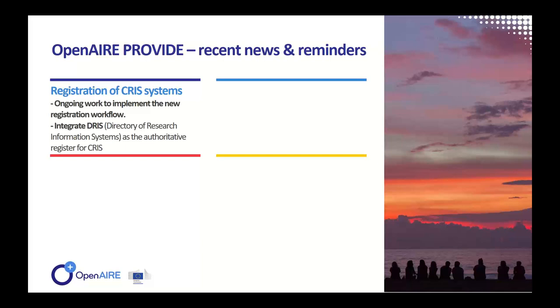Something that we have already shared in previous calls, and that is important to say, is that the DRIS, the Directory of Research Information Systems made available by euroCRIS, is the authoritative register for CRIS systems in OpenAIRE. So make sure that your CRIS system is part of this directory from euroCRIS, and then you can make it available via OpenAIRE when we have this new functionality available. I hope that we have information about this soon. We made some important progress.